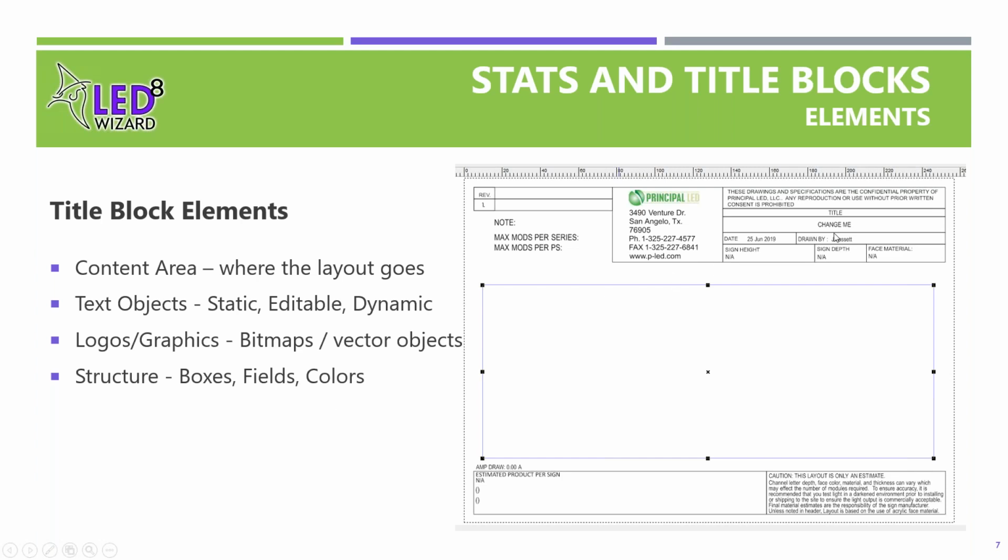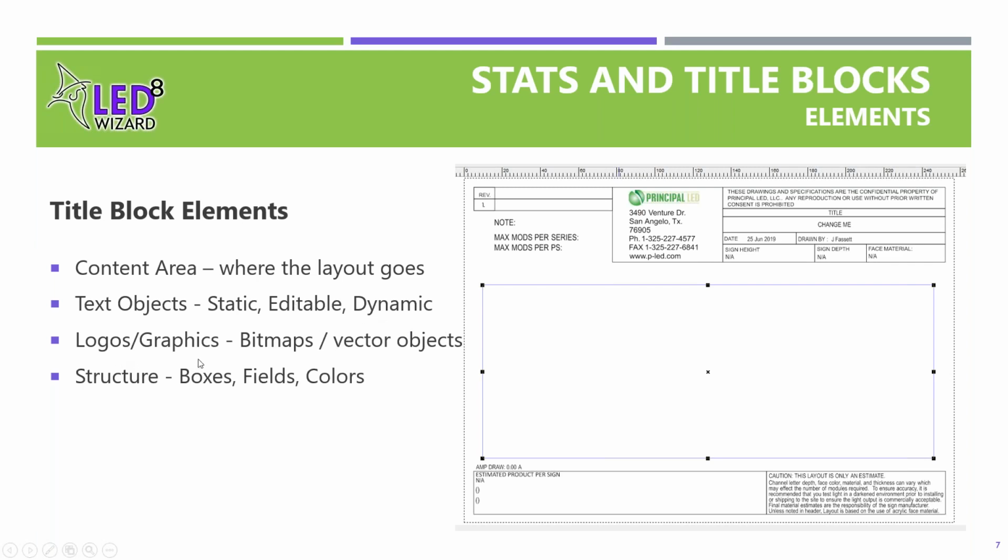There's editable text, like title: change me, what is the title of the job? And then there's dynamic text that will update and populate with the data from that job. And that's a dynamic data variable. We'll talk a lot about that. Okay, so text objects, three different kinds.